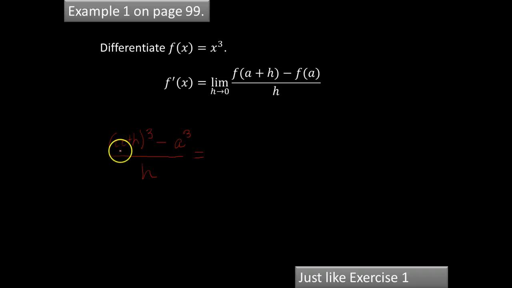We can certainly change this to a plus h, the quantity squared, times a plus h. We can FOIL that out and then multiply through. Another method, if you're not familiar with doing this, is using Pascal's triangle. And we are doing a third power, so I'm going to use the third row of Pascal's triangle here.